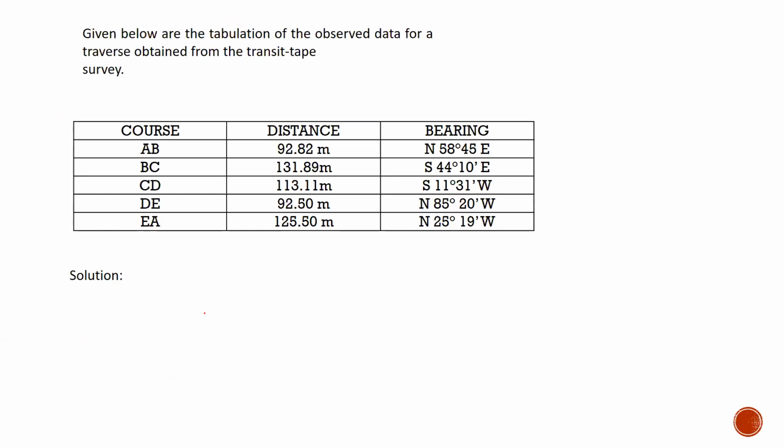Given below is the tabulation of the observed data for a traverse obtained from the transit type survey. So as you can see, this is a transit type survey. So we can say na pwede natin gamitin is a compass method. Okay? A transit type compass method. So meron tayong course AB, meron tayong distance, and meron tayong bearing, which is respectively given. So, we need first to determine the latitude. Bakit, ma'am, kailangan muna natin i-determine yung latitude and departure? Kasi dapat malaman natin kung meron ba tayong error na na-commit.